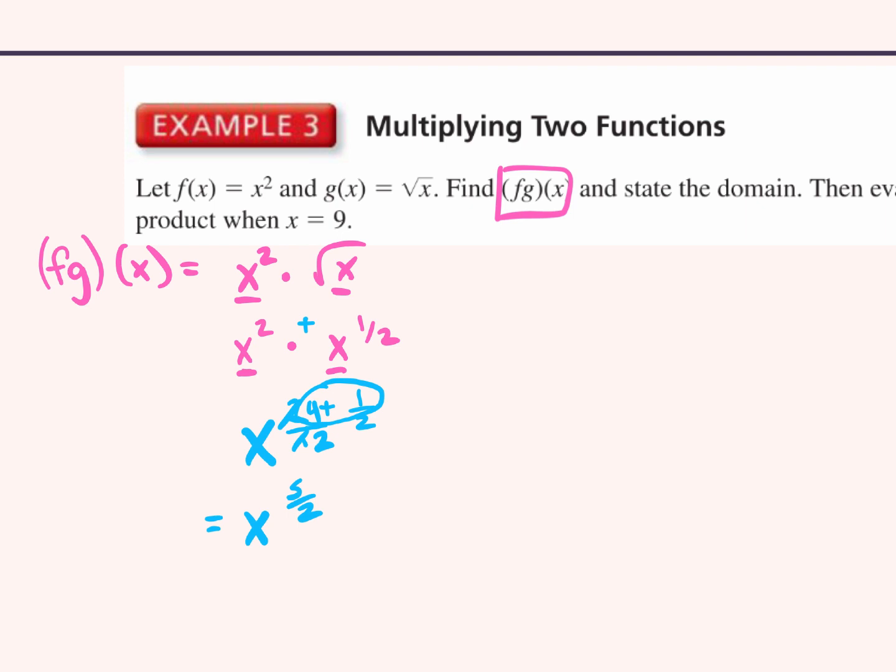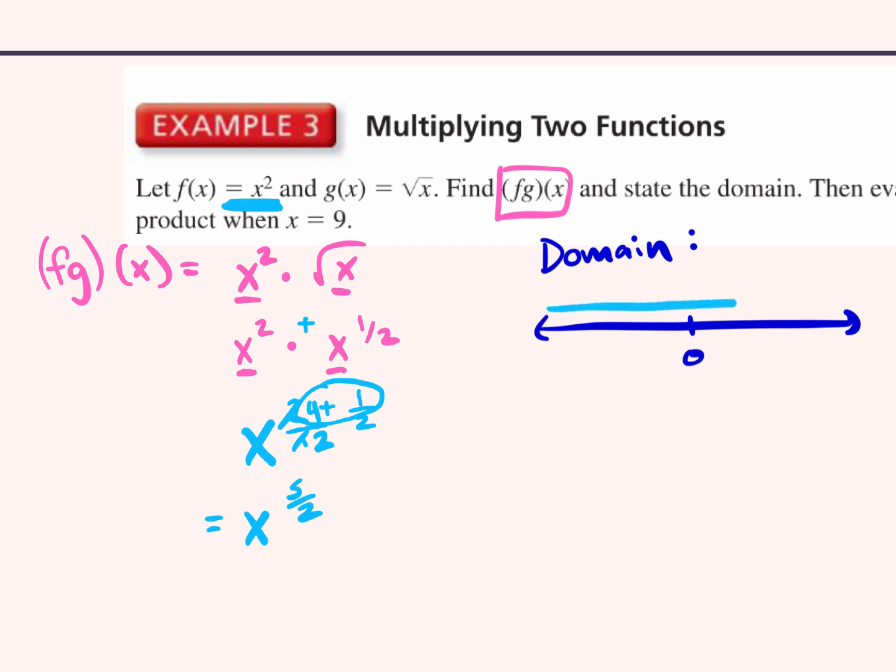Now let's find the domain. So the domain we're going to find one at a time. I'm going to draw my number line because I care about where they overlap. So the number line just helps me see where these two domains overlap. So looking at my first function, x squared, what's my domain there? All real numbers. I don't have a square root with the x squared. I don't have a fraction with the x squared, so it would be all real numbers. So everything on the number line.